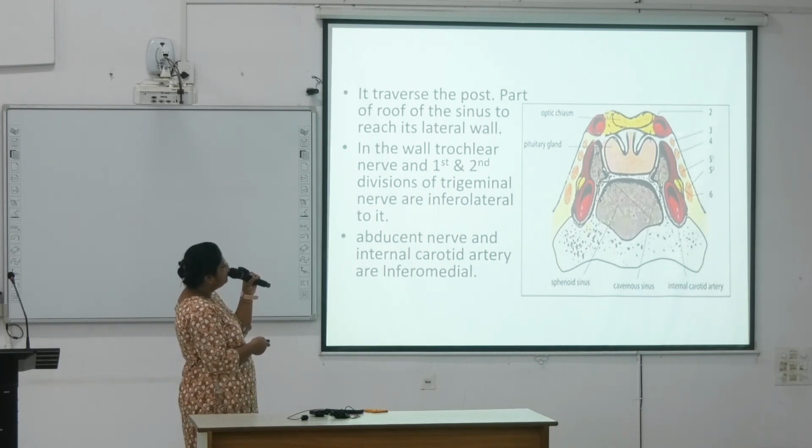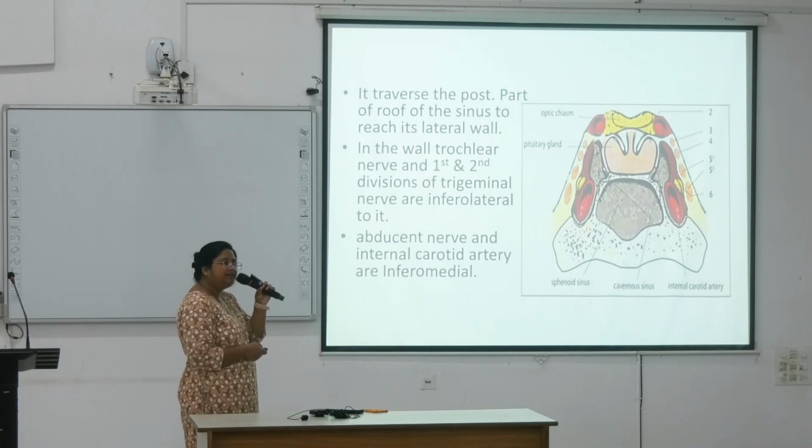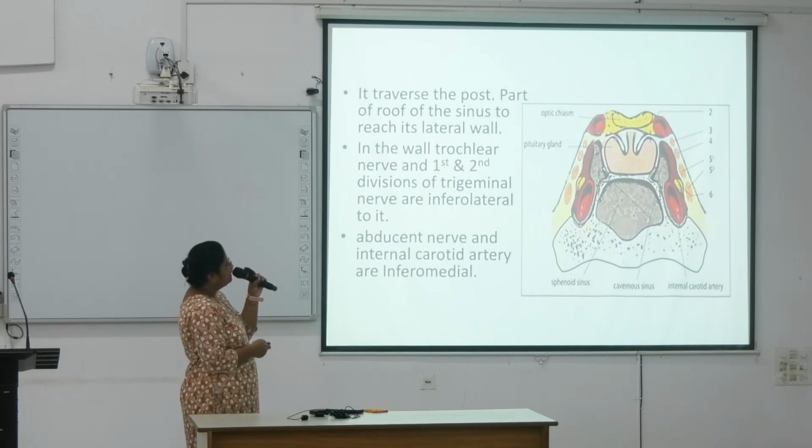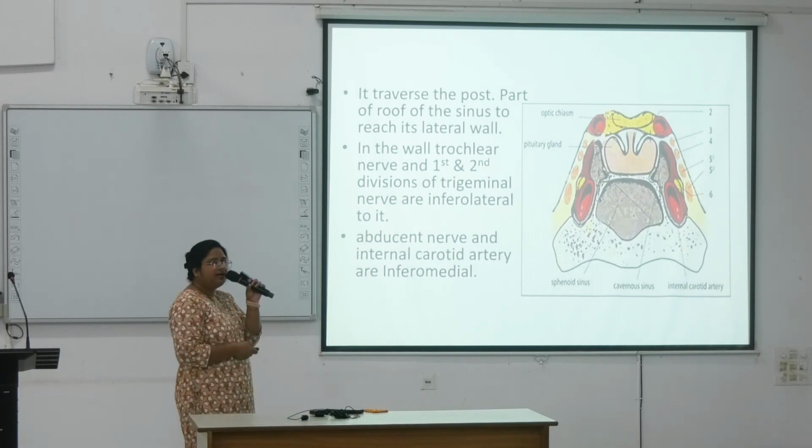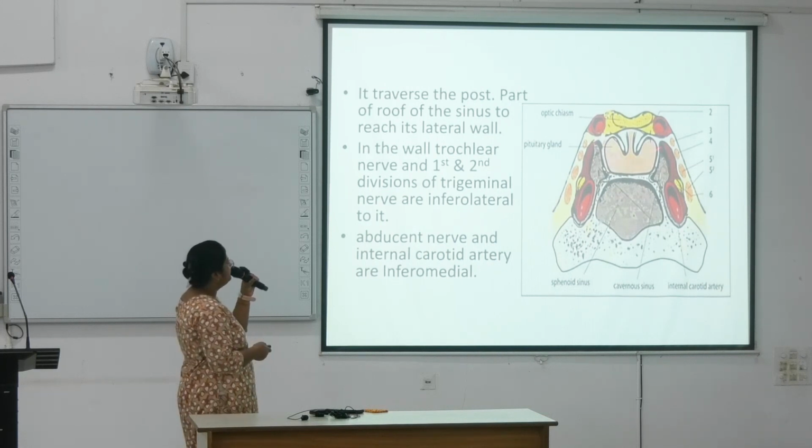3, this one is oculomotor, trochlear, and the branches of the fifth cranial nerve, ophthalmic and maxillary, pass through the cavernous sinus. And also the sixth cranial nerve, abducens nerve, also passes through the cavernous sinus.